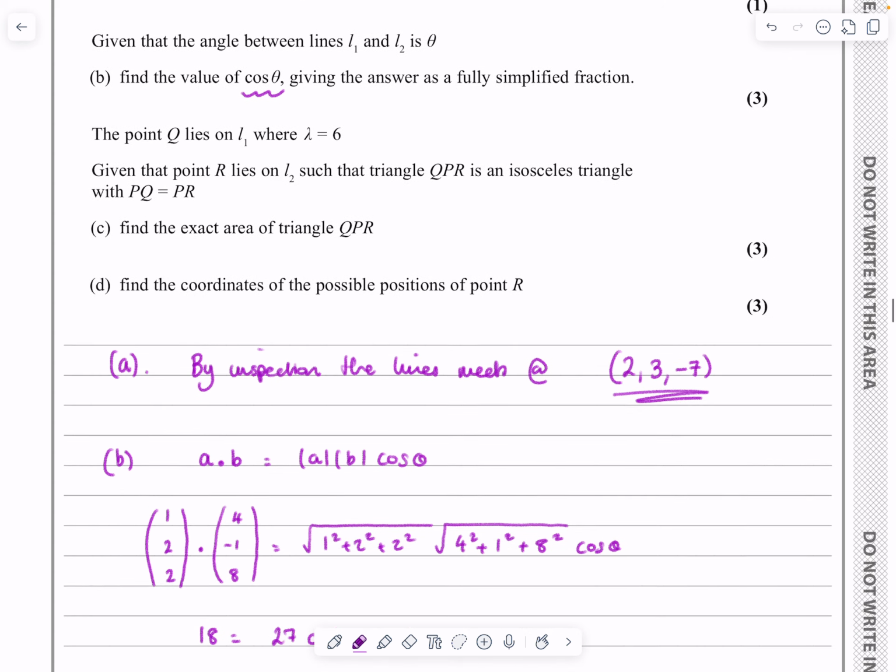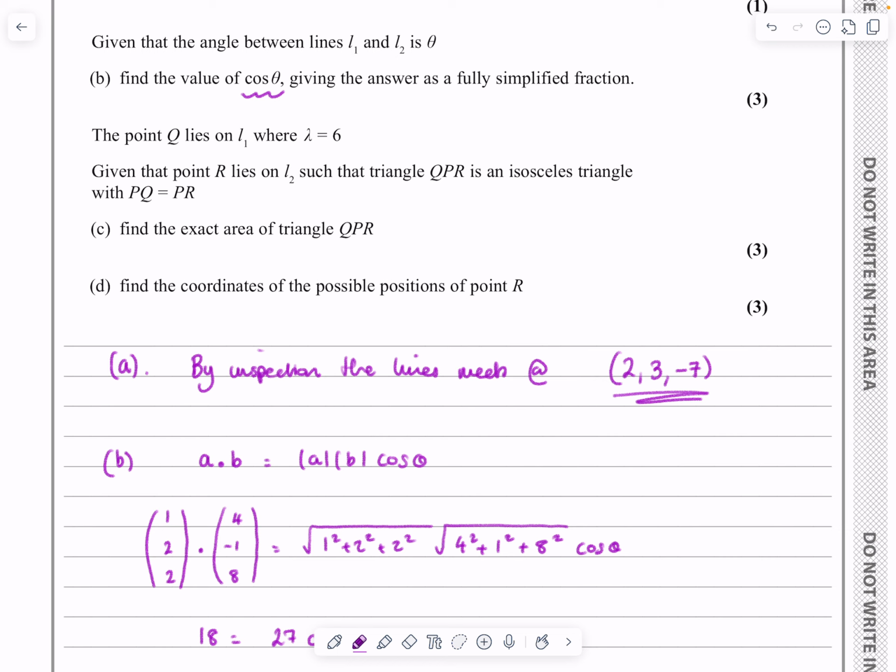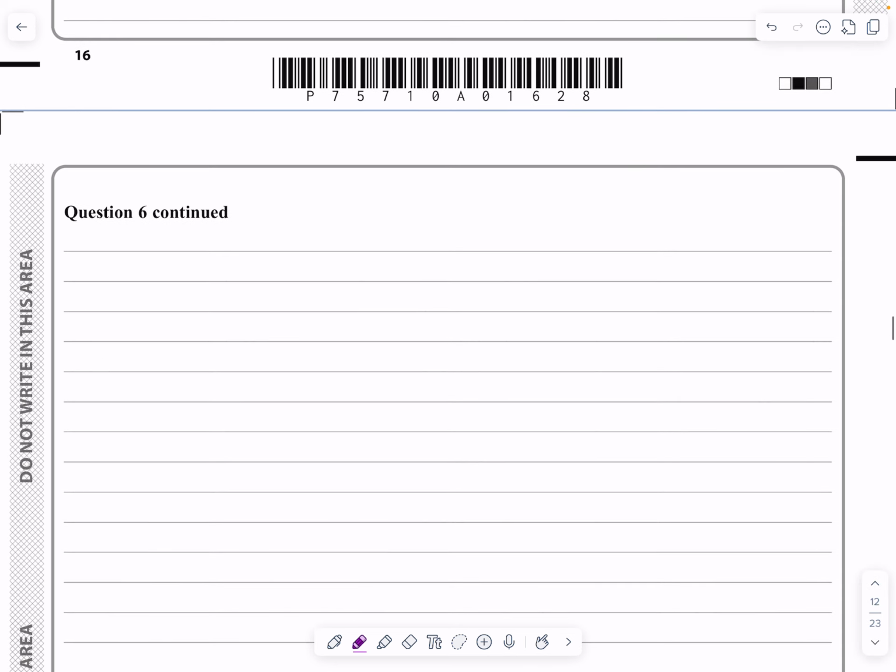And then it says, right, point Q lies on L1, lambda is equal to 6. R lies on L2, such that the triangle QPR is an isosceles triangle with PQ equaling PR. And then it says, can we find the exact area of that triangle? Let's try and draw a quick sketch of that to just show exactly what that's saying. So if I've got my axes, don't really need the axes in, but we'll just put them in. Got the axes here then, so I've got some point P, well, in fact, let's draw OP up.